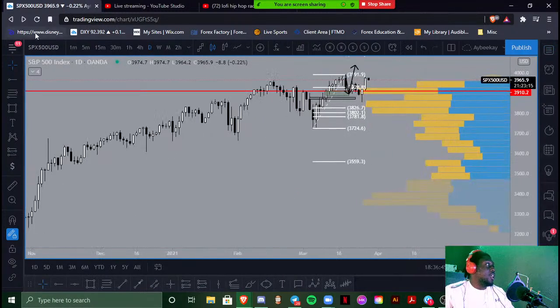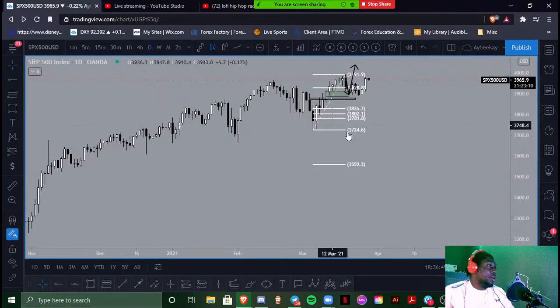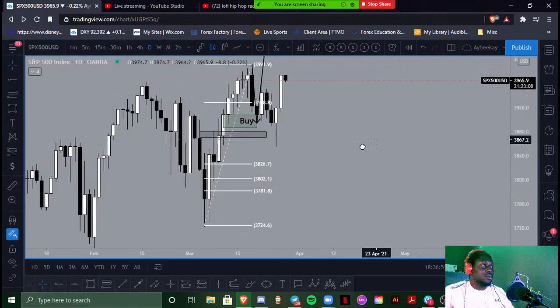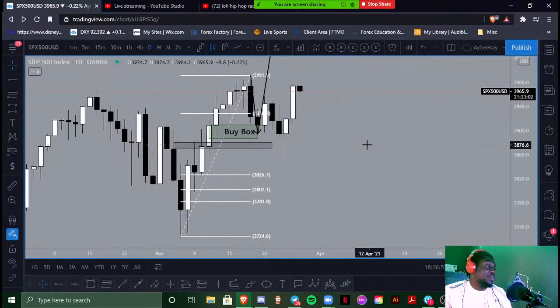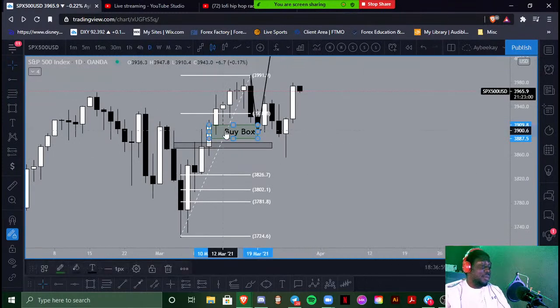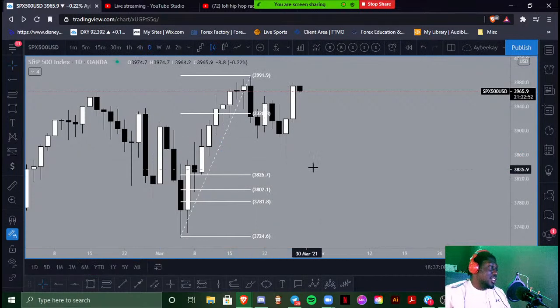Man, S&P broke a lot of people's hearts on Friday. Not even on Friday, just last week. It just broke a lot of people's hearts. First of all, let me get rid of all this stuff. Remember this structure that I drew? It's funny how price came back and retraced to that and then pushed to the upside. But that's besides the point.